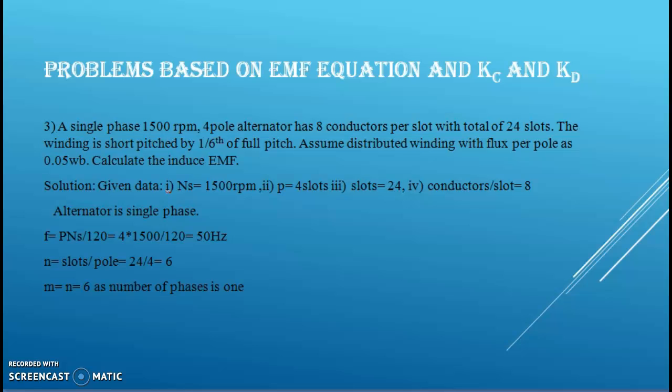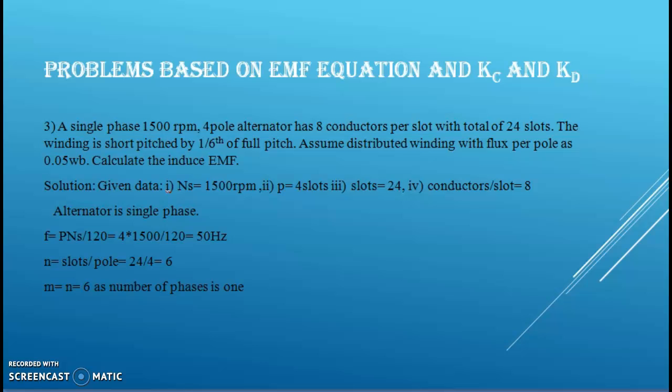Good afternoon everyone. So in this lecture we will discuss further problems based on the EMF equation by using Kc and Kd. The next problem is: a single phase, 1500 rpm, 4 pole alternator has 8 conductors per slot with a total of 24 slots. The winding is short pitched by 1/6 of full pitch. Assume distributed winding with a flux per pole of 0.05 Weber, and we have to calculate the induced EMF, that is EPH.